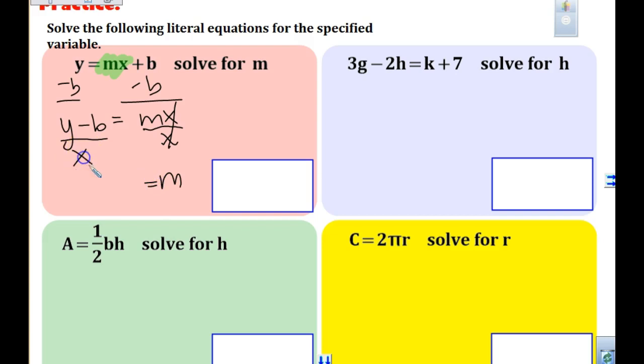And I can put m equals y minus b. And if they told me what y, b, and x were, I would just plug those numbers in, and I would be able to find what m is equal to. Okay?